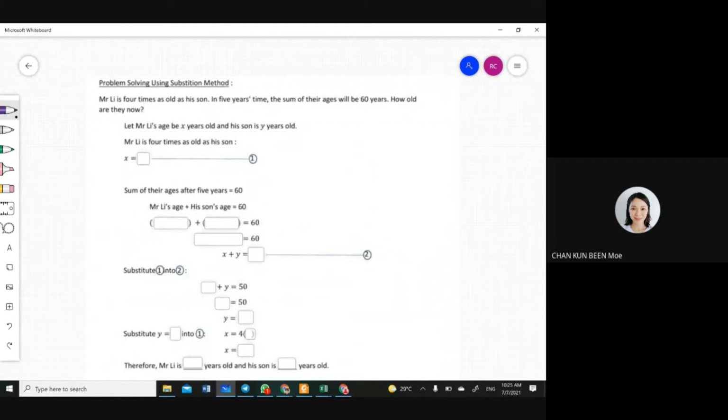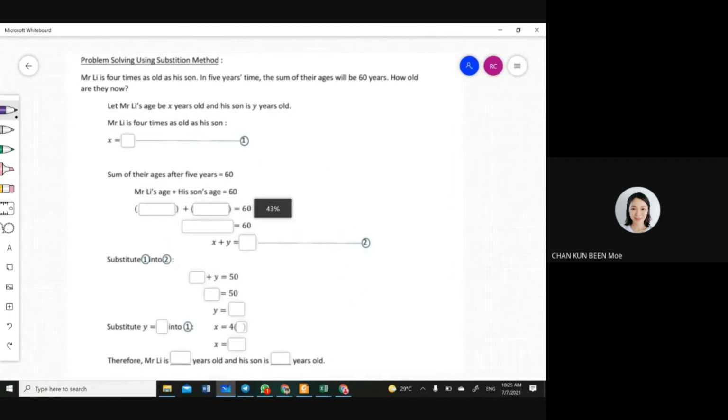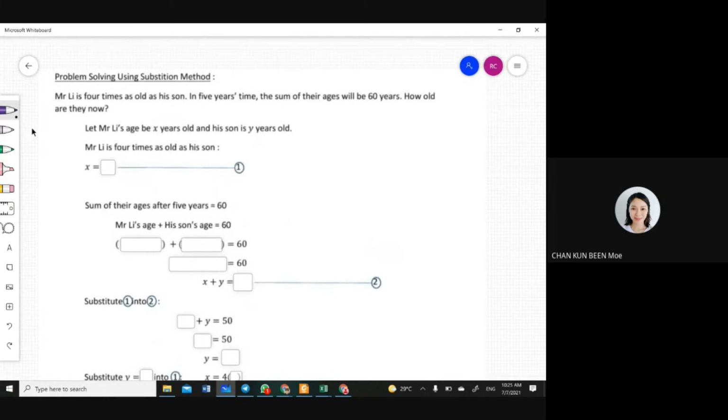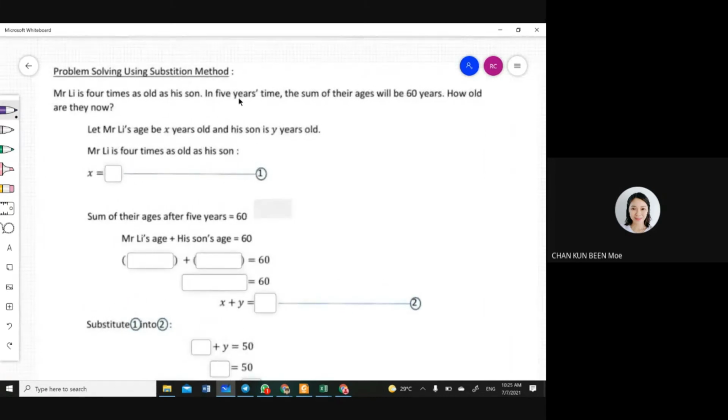So now I'm going to discuss the last question over here, the problem solving using the substitution method. Mr. Lee is 4 times as old as his son. This is the one that I mentioned just now. In 5 years time, the sum of their ages will be 60 years. Means Mr. Lee added up with his son's age, their total is 60.